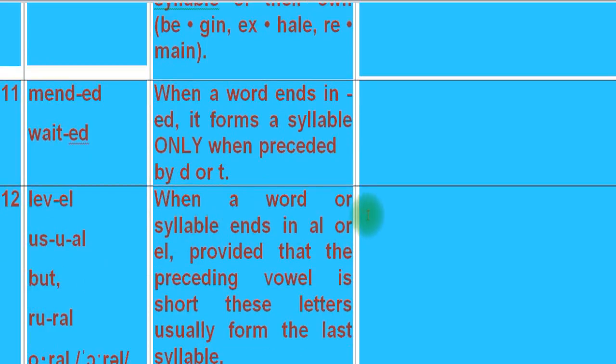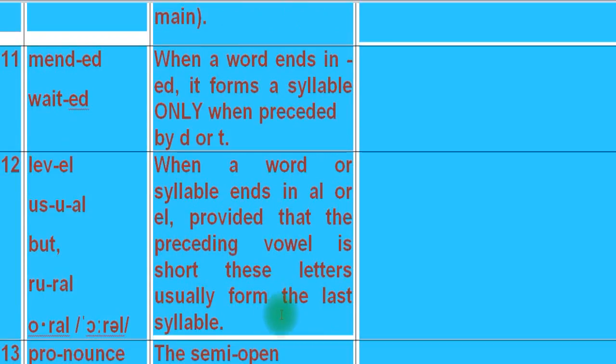Well, level, usual. When a word or syllable ends in AL or EL, provided that the preceding vowel is short, these letters usually form the last syllable. So we have level, usual, but oral and rule.